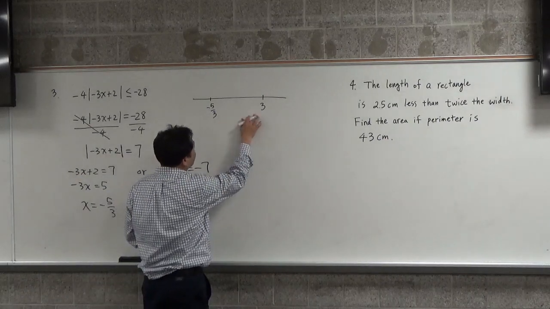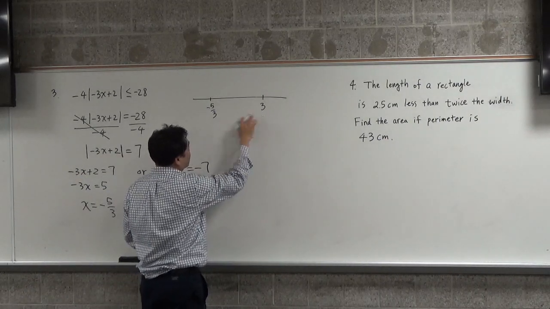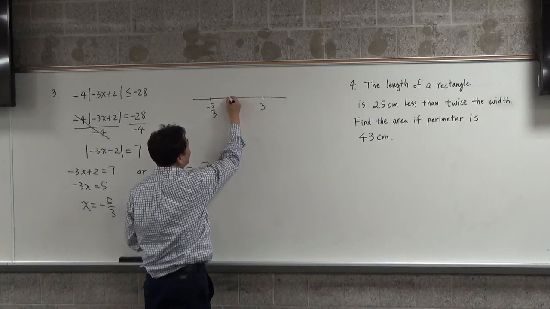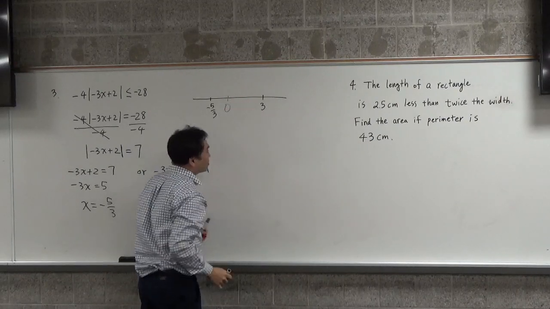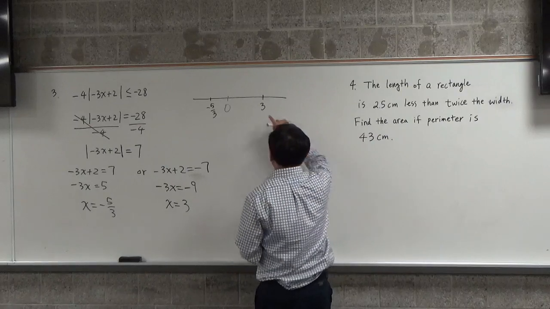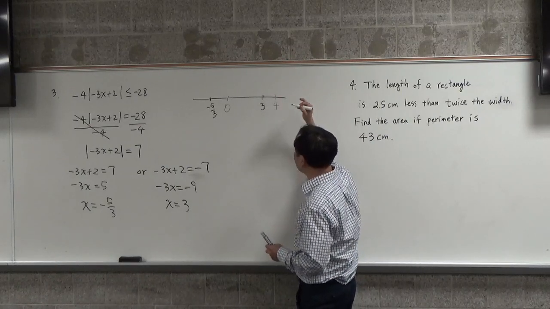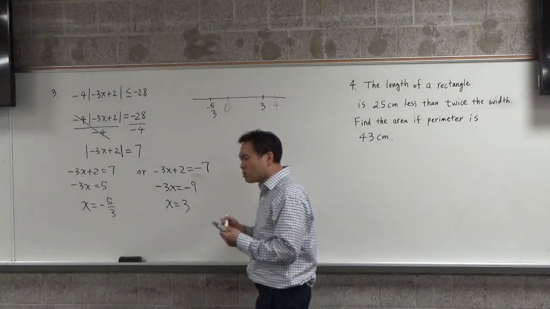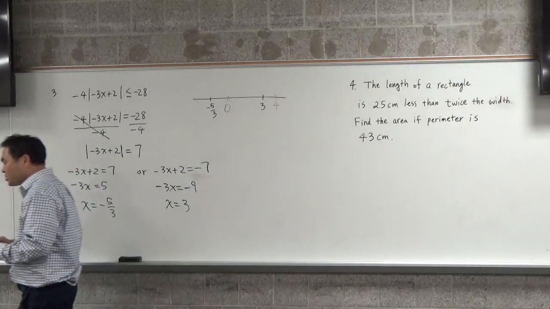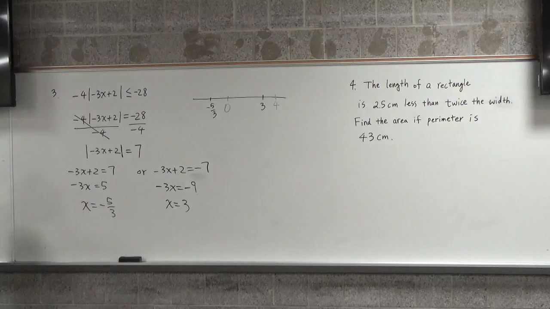So give me a value between -5/3 and 3. 1. I like 0 better. 1 works too, okay? 0. Give me a value after 3. 5. Yeah. Or 4 is better, it's closer. You could also do 10, 5. It doesn't matter which one you choose.